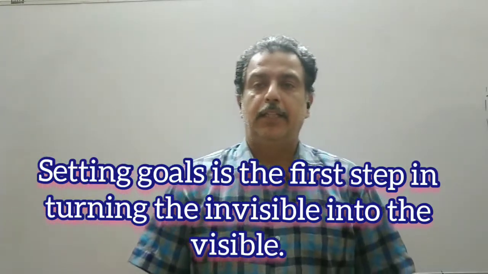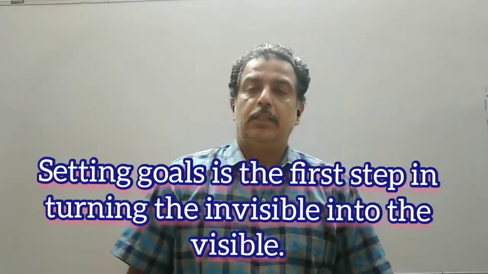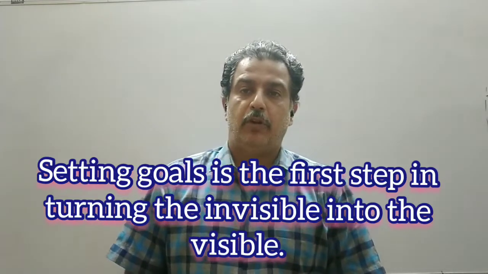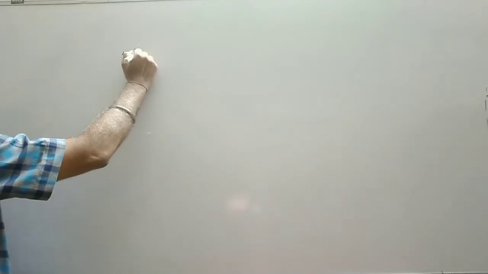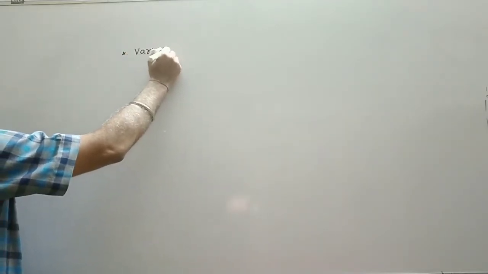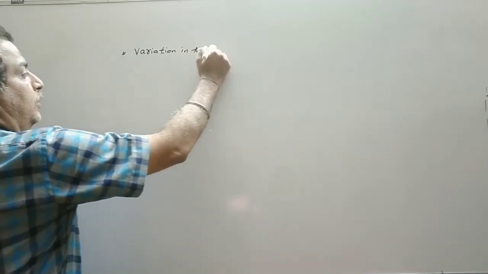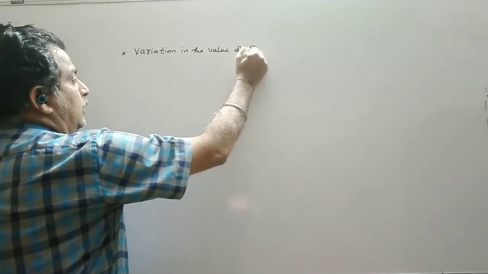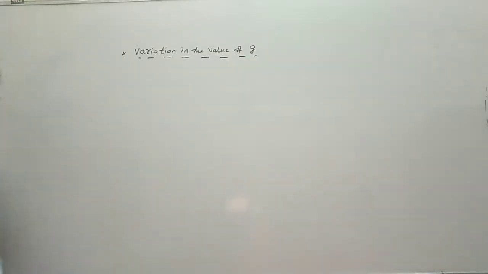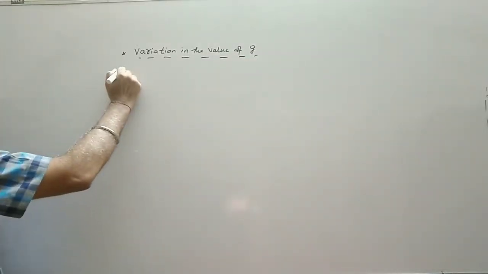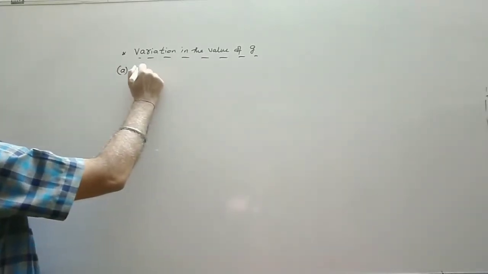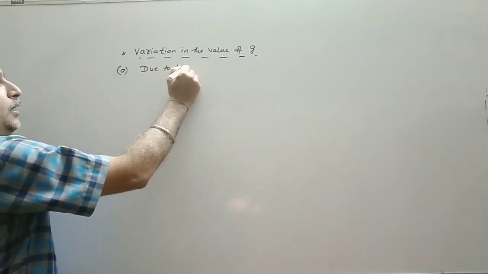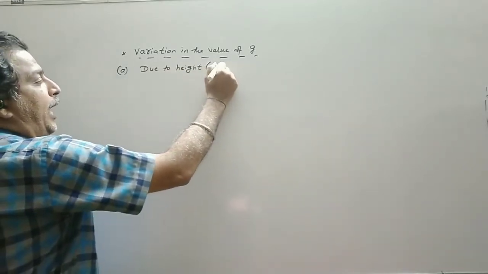Hello students, in the last lecture we revised the law of gravitation in vector form and the acceleration due to gravity, that is small g. Today we will discuss the variation in the value of g. There is a variation in the value of g due to height or altitude. So the first variation is the variation in the value of g due to height or altitude.